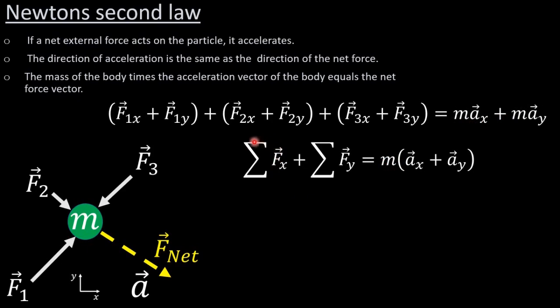So to get the net force in the x direction, I would just add F1 in the x direction plus F2 in the x direction plus F3 in the x direction to get the sum of the forces in the x direction. And to get the sum of the forces in the y direction, I will do the forces in the y direction for force 1 plus forces in the y direction for force 2 plus the forces in the y direction for force 3. So I add this term, and this term to get the sum of the forces in the y direction.